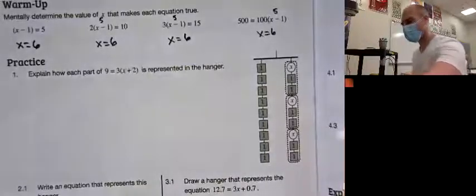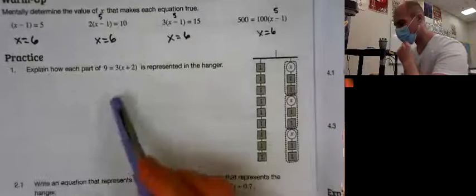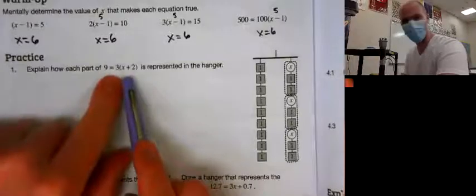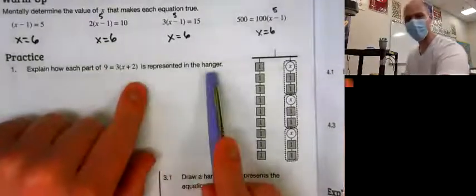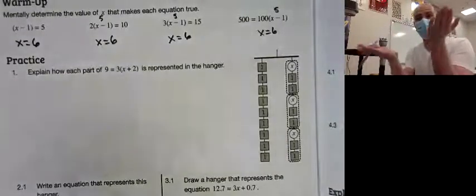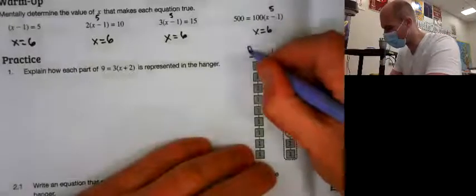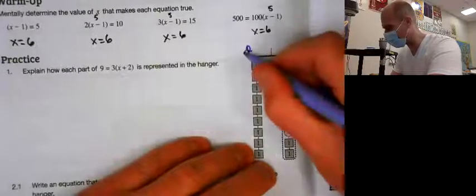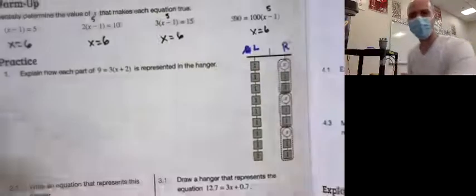All right. So next, it says explain how each part of the equation 9 equals 3 times the quantity x plus 2 is represented in the hanger. Okay, so, well, the hangers are just like equations. They have sides to them, right? A right side and a left side. This is your right side. This is your, no, it's not. Oh, I don't know my right from my left. Oops. This is your left side. This is your right side.